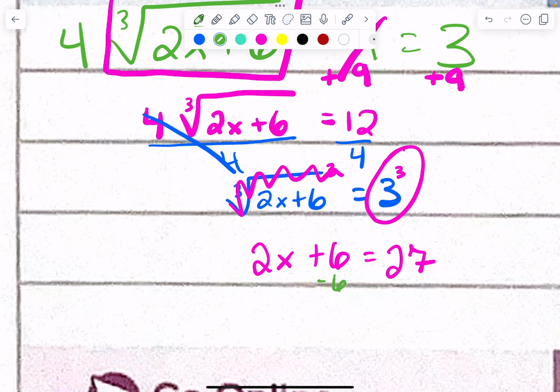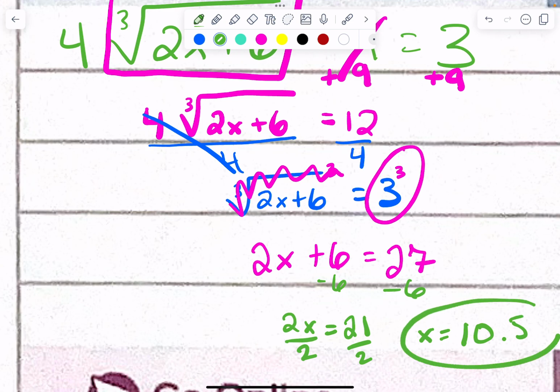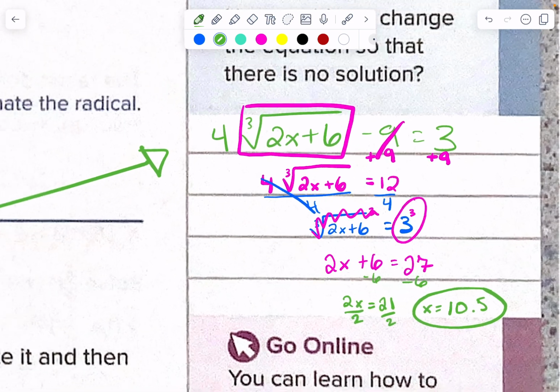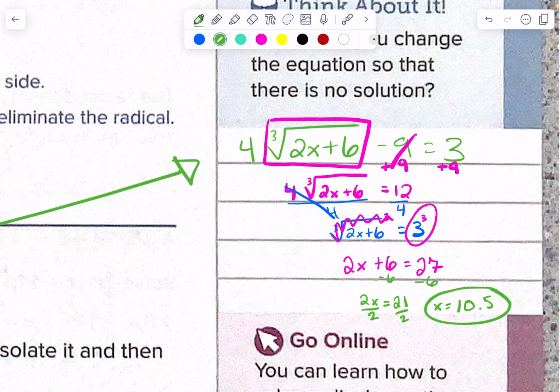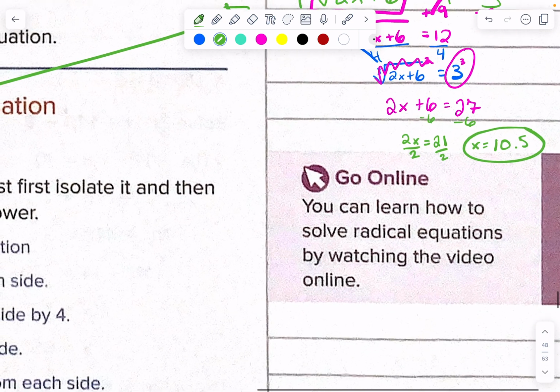So I'm going to subtract the 6. And 2x is equal to, hey, 21 again. But when I divide by 2, that's not a nice number. It is 10.5 or 10 and a half. I don't care how you write it, but there's that, okay? So, same thing with a cubic root. You're just going to cube it at the end, but you're going to isolate the radical first, okay?